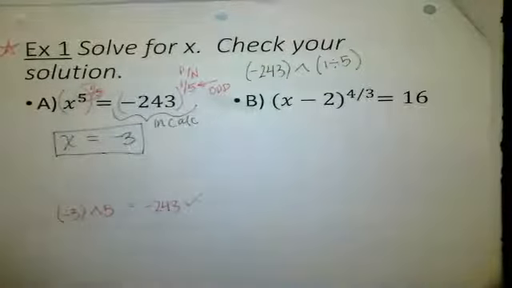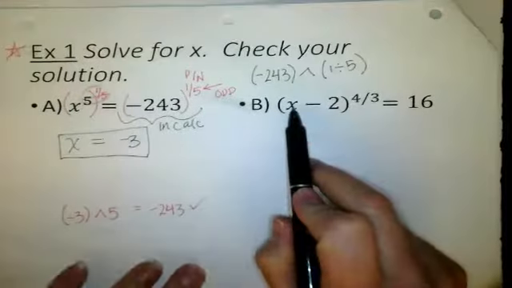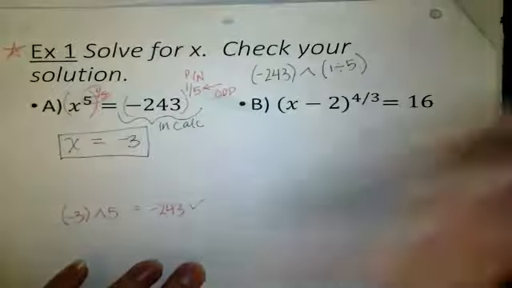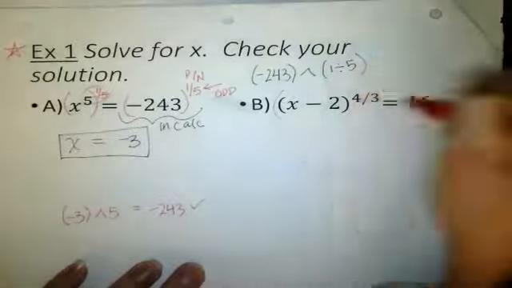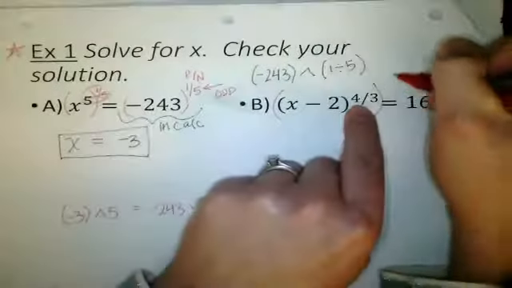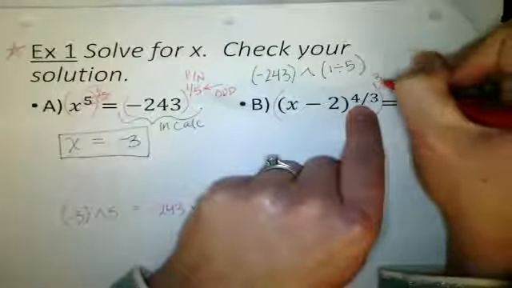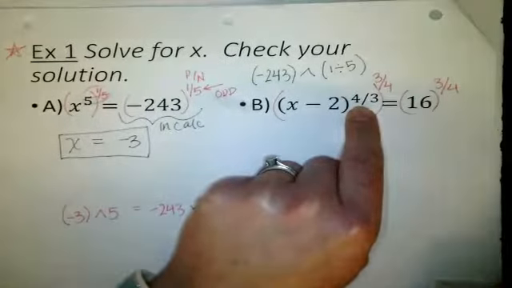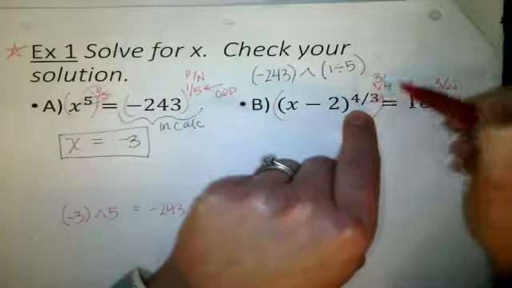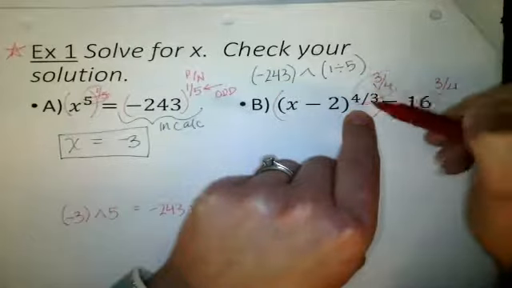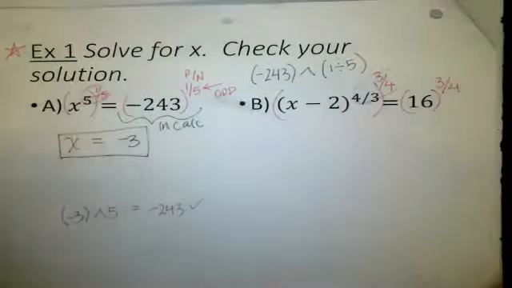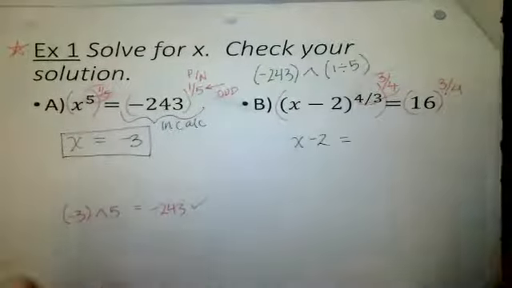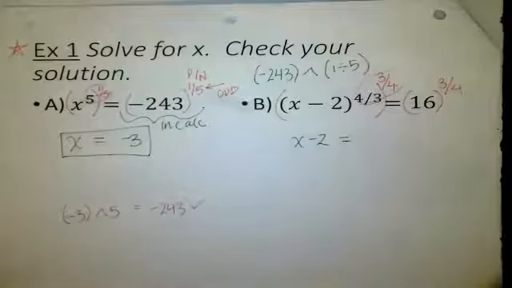All right. Our x is trapped right now. What do we need to do to get rid of this power? The reciprocal. What is the reciprocal of 4/3? 3/4. So we're going to take a 3/4 power of both sides. And when we multiply these together, we would get 12 over 12, and 12 over 12 is 1. And that is why reciprocal powers are so cool. So the first power just means x minus 2.